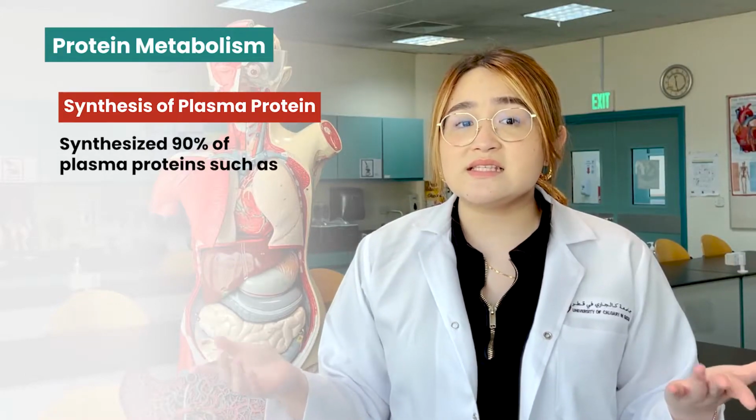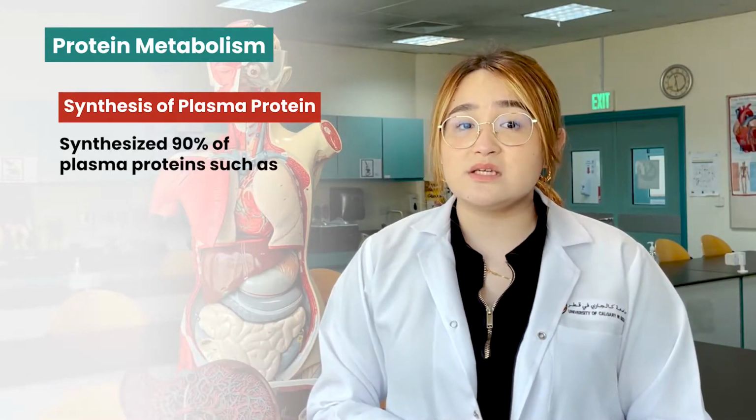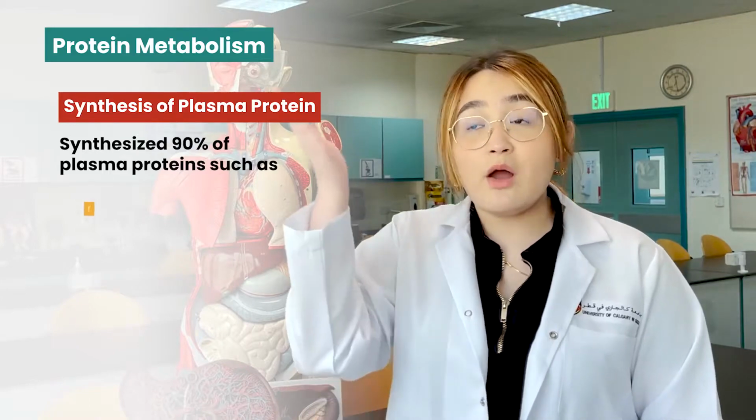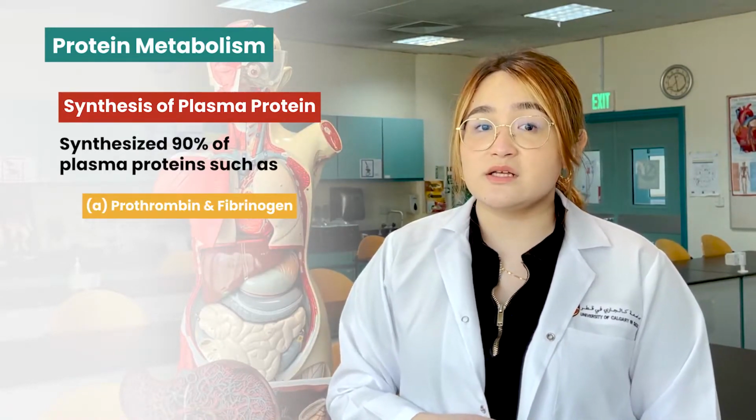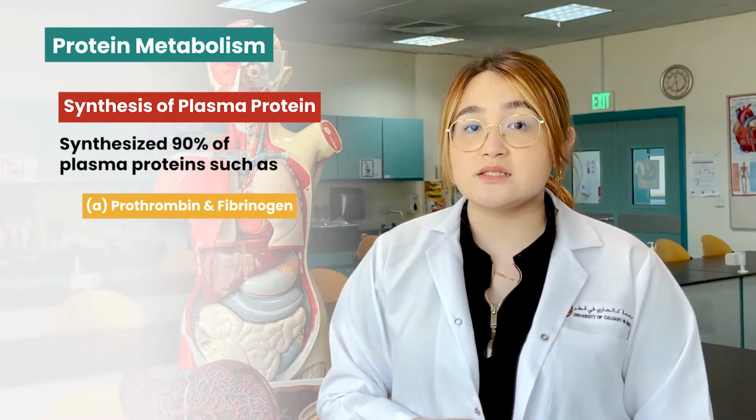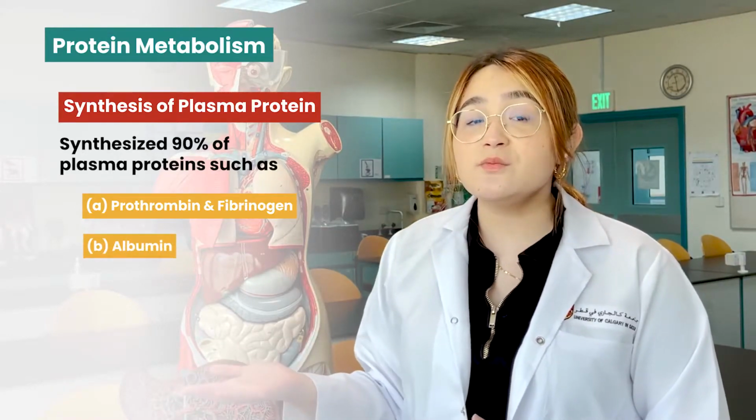Other forms of protein metabolism are also done, such as the synthesis of plasma proteins. Our liver synthesizes 90% of the plasma proteins found in the bloodstream. Prothrombin and fibrinogen are 2 of the plasma proteins formed by the liver cells, which play essential roles in blood clotting. Albumin is another protein that helps maintain normal blood volume.